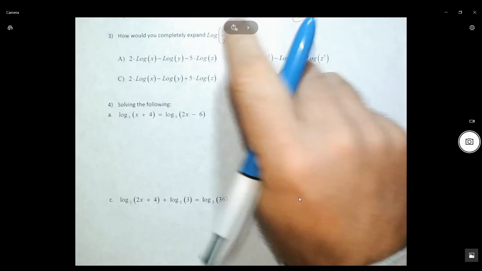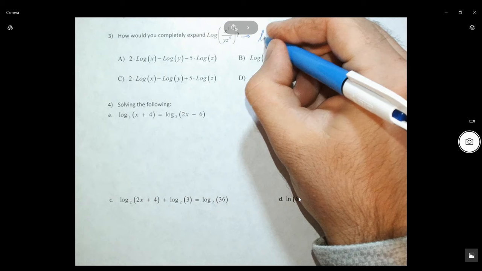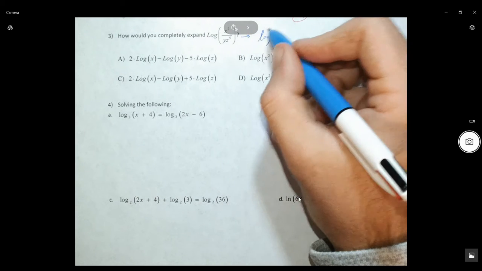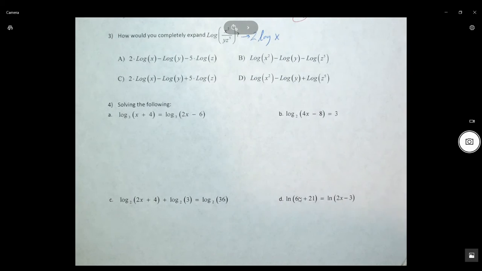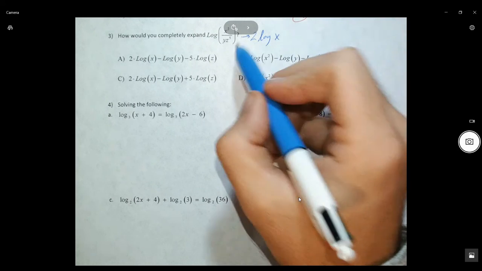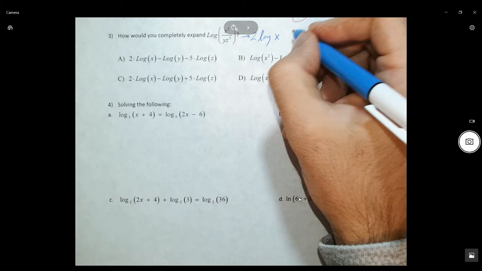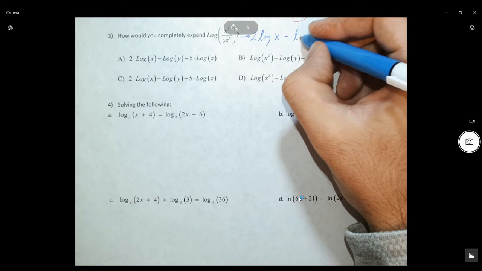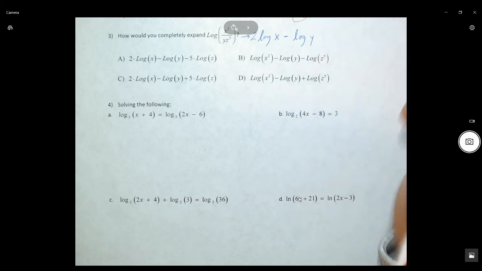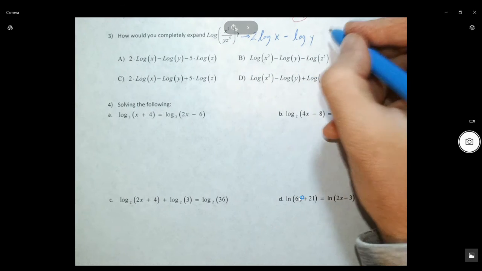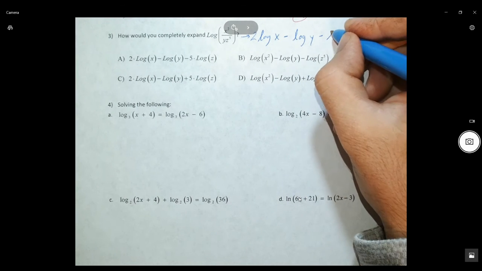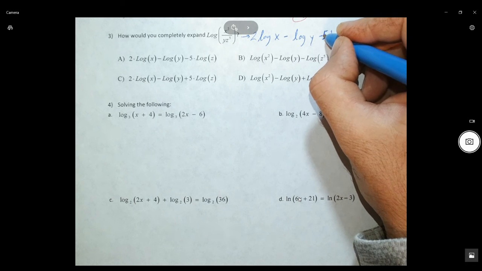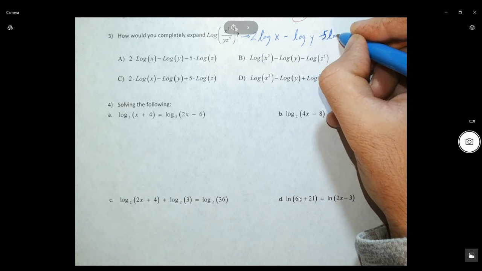Let's just start with the first. I'm going to have a log of x, and remember, I moved that exponent of 2 to the front. So 2 log x. Then everything from here on out is on the bottom, so I'm going to subtract everything from here. The next one is going to be a subtraction of log y. No exponent for y, so I'm good. And then a minus 5, which is my exponent. Don't want to miss that. 5 log z.